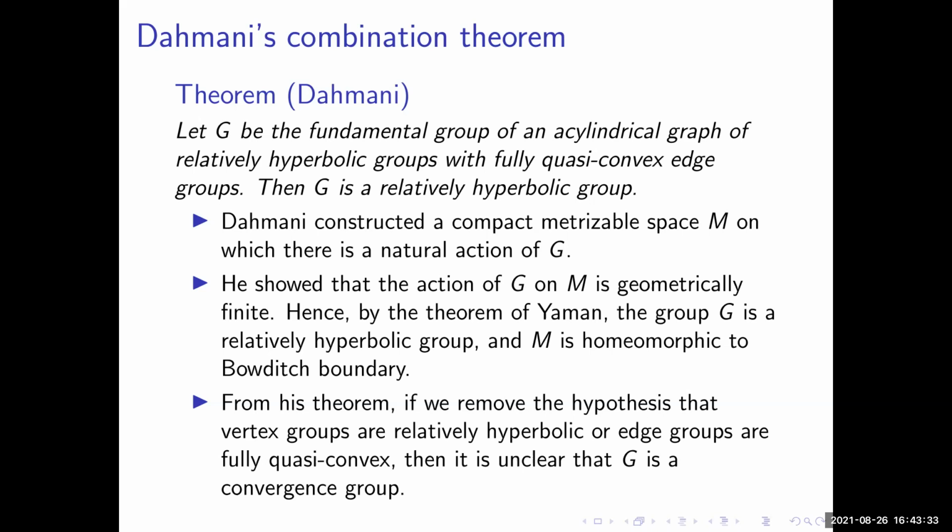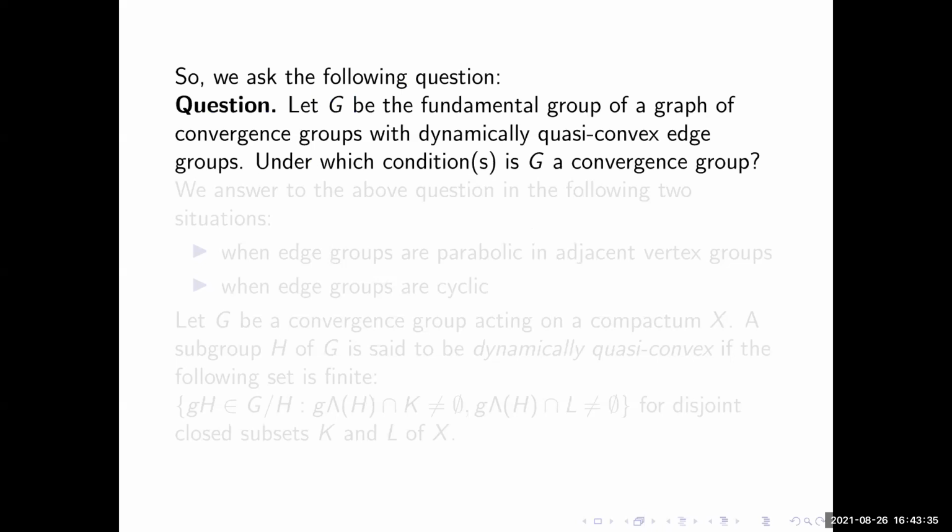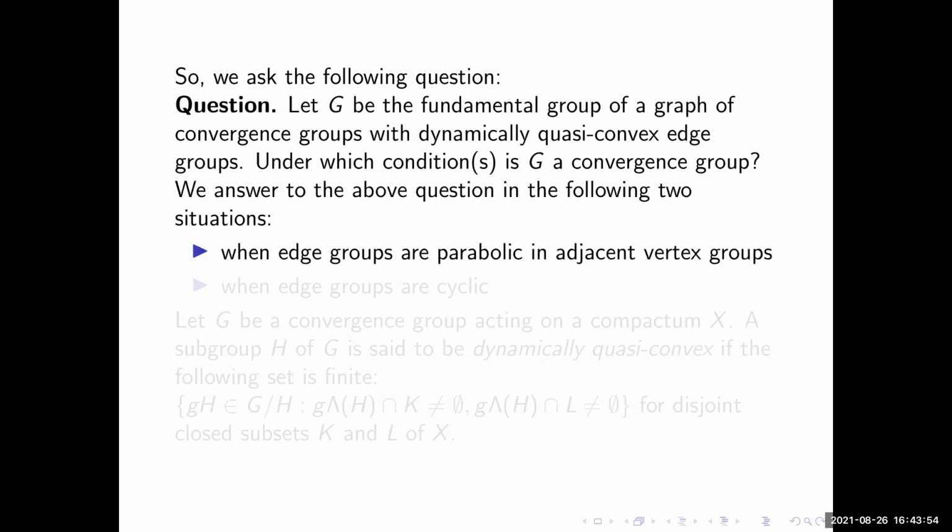So we ask the following question: let G be the fundamental group of a graph of convergence groups with dynamically quasi-convex edge groups. Under which condition is G a convergence group? We answer this question in the following two situations: when the edge groups are parabolic in the adjacent vertex group, and when the edge groups are cyclic.